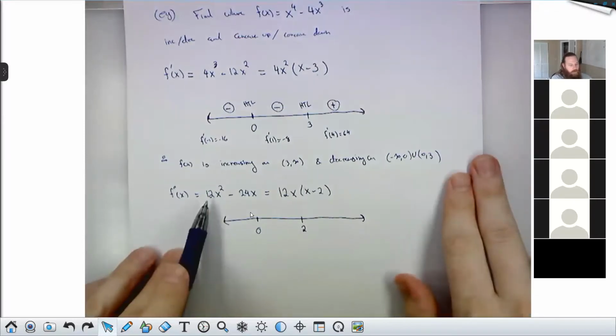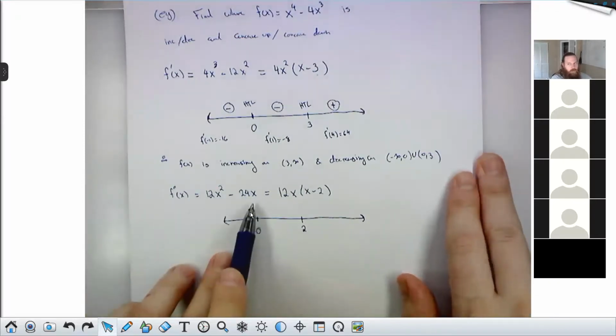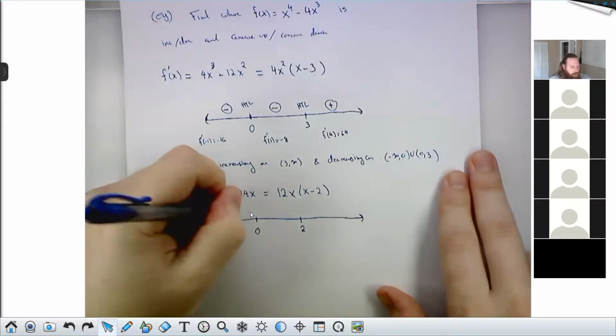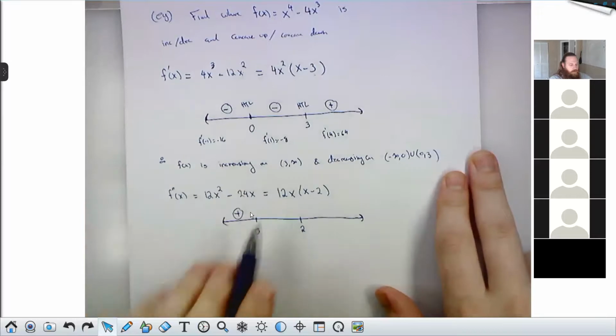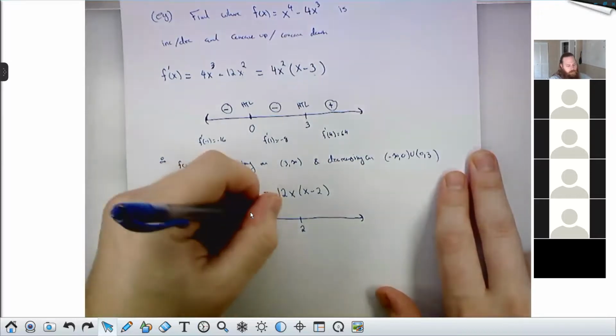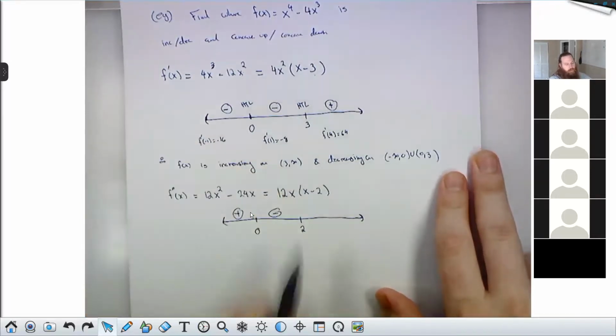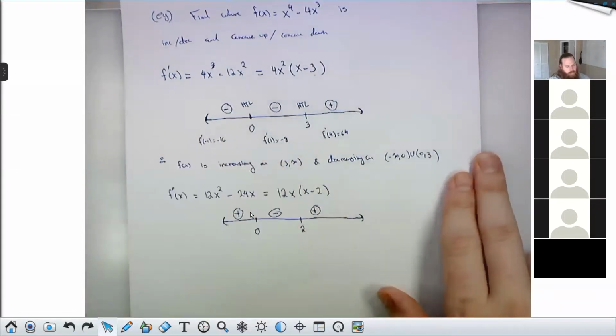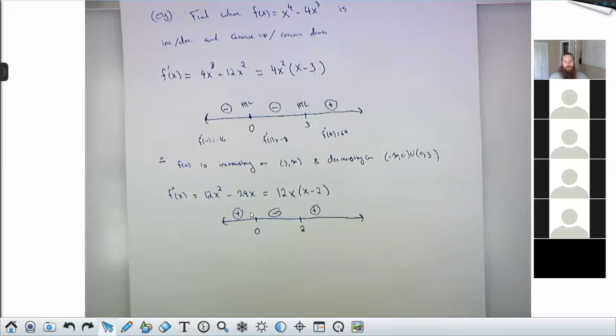So let's try that. I know the end behavior for 12x squared minus 24x is up on both sides. So over here, this thing has to be positive. The root at 0 is of multiplicity 1, so we have to change sign. And the root at 2 is of multiplicity 1, so I have to change sign again. No test points. That's the fast way.